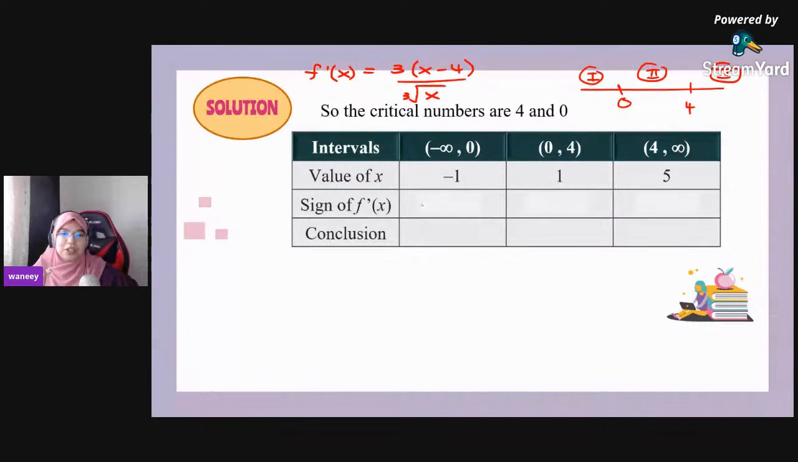Okay, so now substitute x with negative 1 inside here as well as inside here. What you are going to get is something that is positive. If you substitute x equal to 1, you are going to end up with something that is negative. If you substitute x equal to 5, you are going to end up with something that is positive.